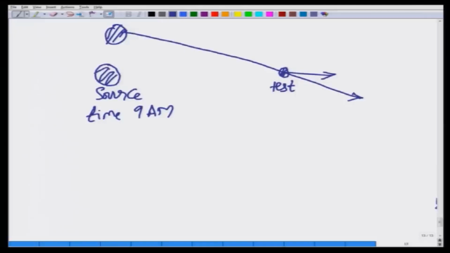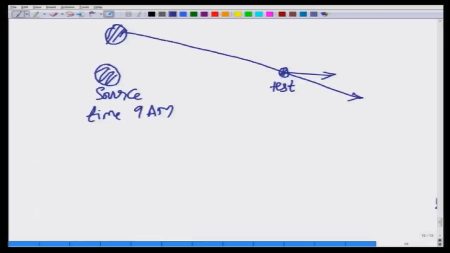Now, the question is, and this is true, you can calculate how much force the second charge, or the test charge, will experience because of the new location of the source, using Coulomb's law. There is nothing wrong with that calculation. It will give you an exact result, or at least an approximately very good result. The only problem here is that if I ask, if at 9 AM this source charge started moving, when will this test charge start to move?